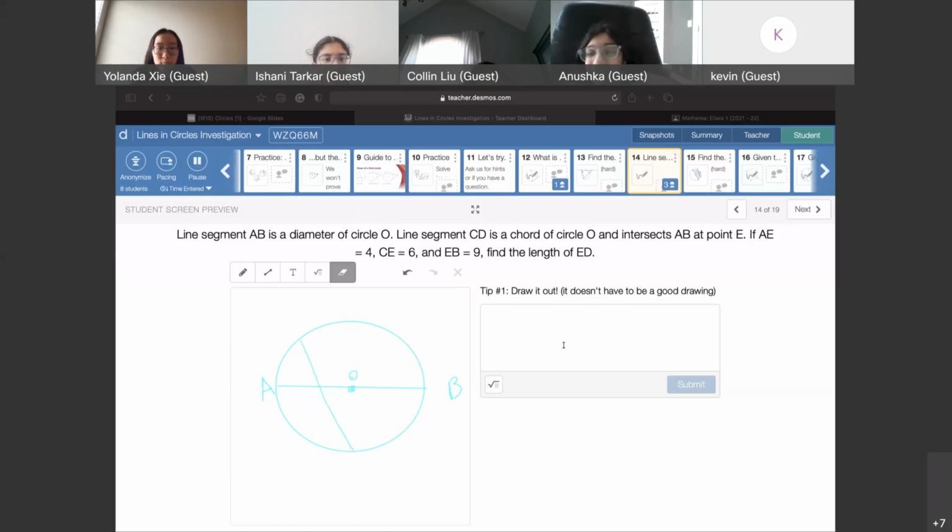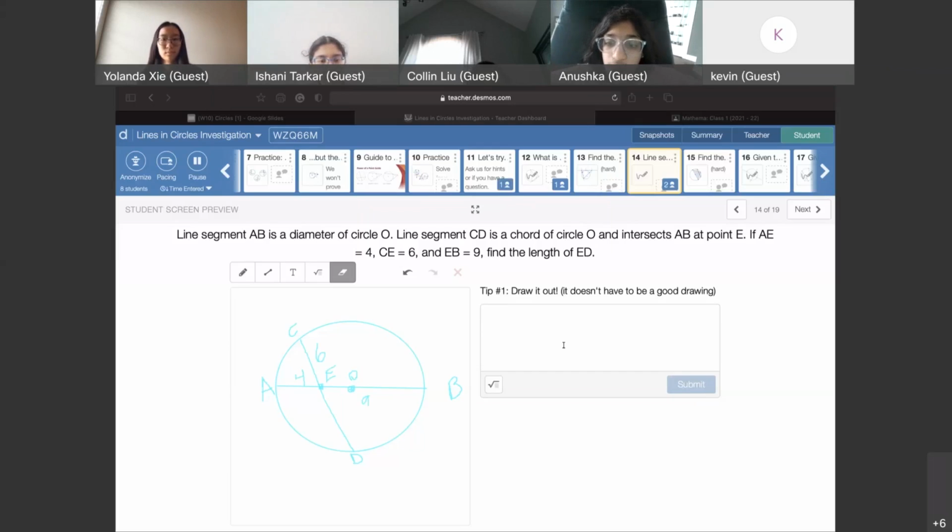Okay. So we have circle O here, and line segment AB is the diameter. Line segment CD is a chord of circle O, meaning that it just has endpoints on the circle, and it intersects AB at point E. So we can label any point E. This doesn't have to be to scale. AE is 4, CE is 6, and EB is 9. Find the length of ED.